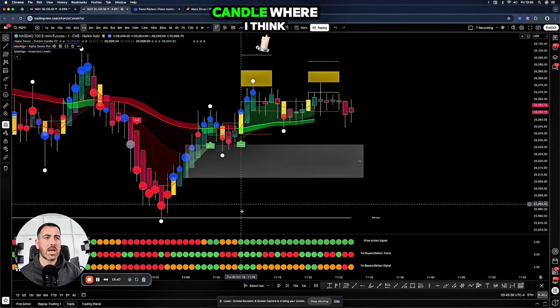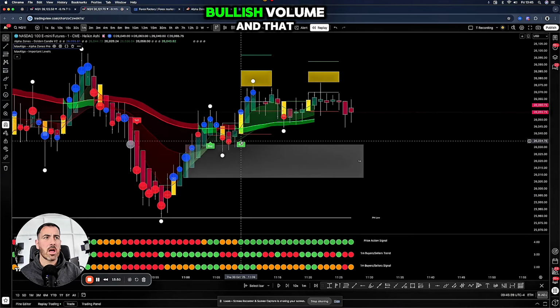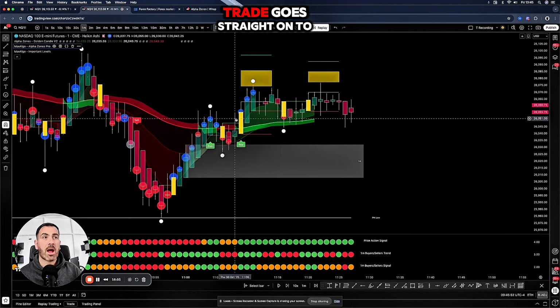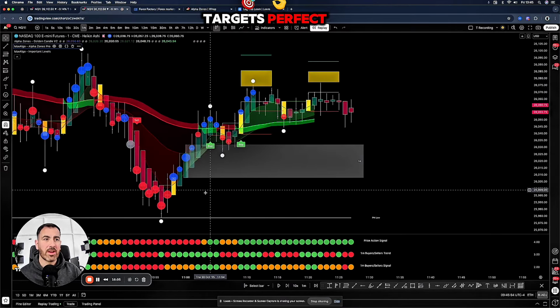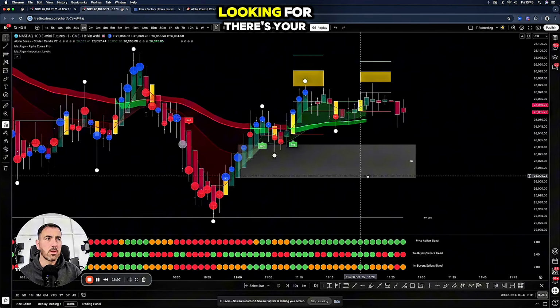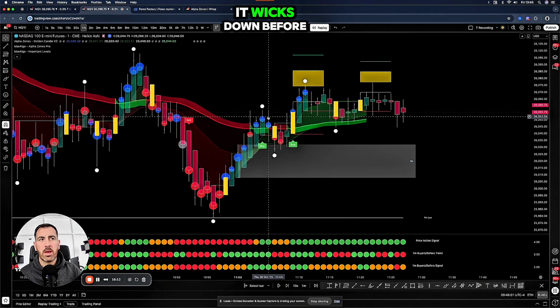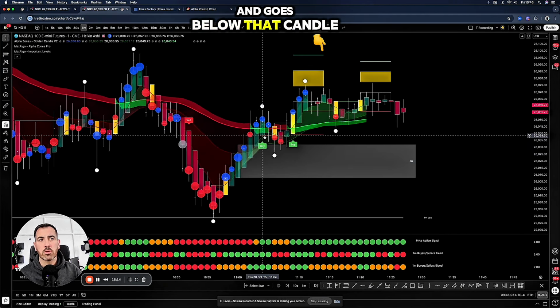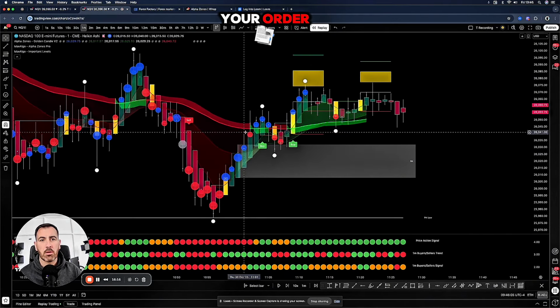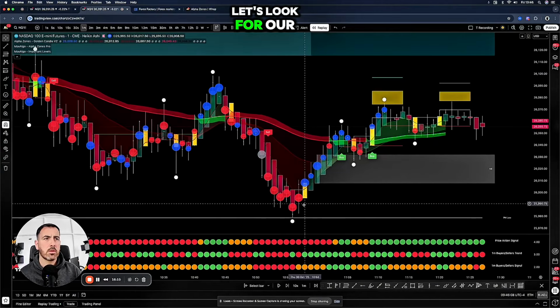We have another golden candle where the traffic lights align. Bullish volume, and that trade goes straight on to target. It's perfect. There's your buy signal, your traffic lights align. It wicks down before it takes you in and goes below that candle. You're out. You're taking off your order. Look for our next one.